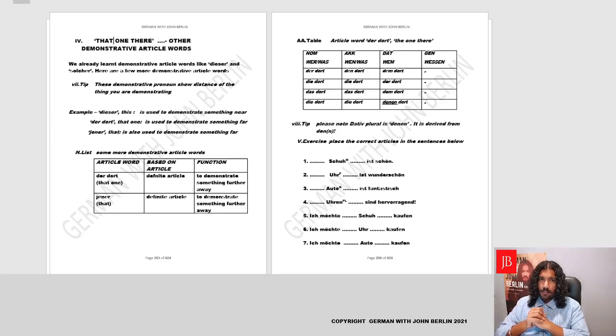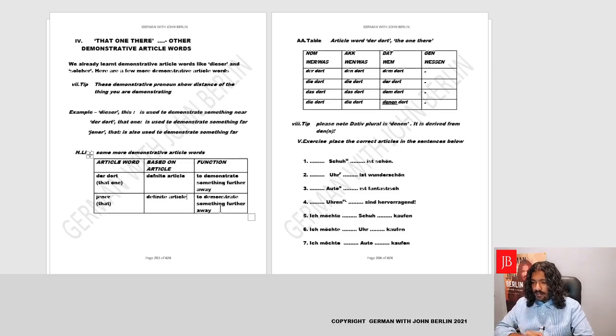How will we say that one there in German? So that one there is an article word, and let's find out. It looks like der dort. Very easy article word, just made up of der, which is the definite article, and dort. It means that one. It's to demonstrate something further away. Now there's another alternative to saying that. If you simply want to say that, we'll also be working with jener. That is also a definite article to demonstrate something further away. Both have the same meaning, the usage is different. We'll begin with the first one, which is der dort.